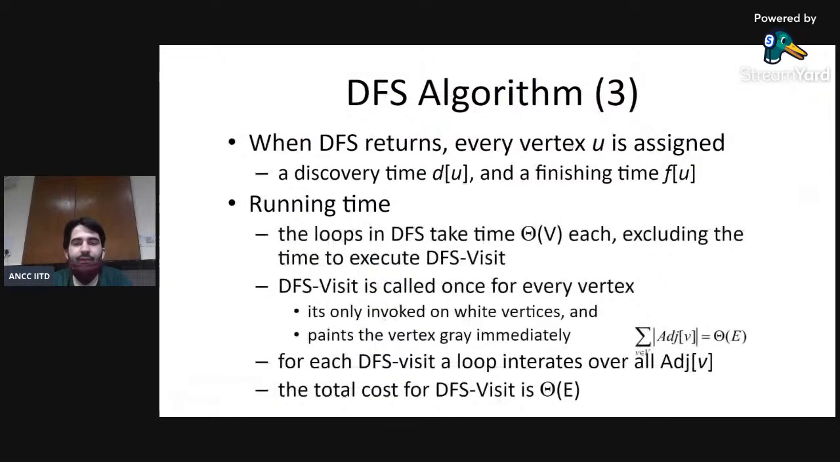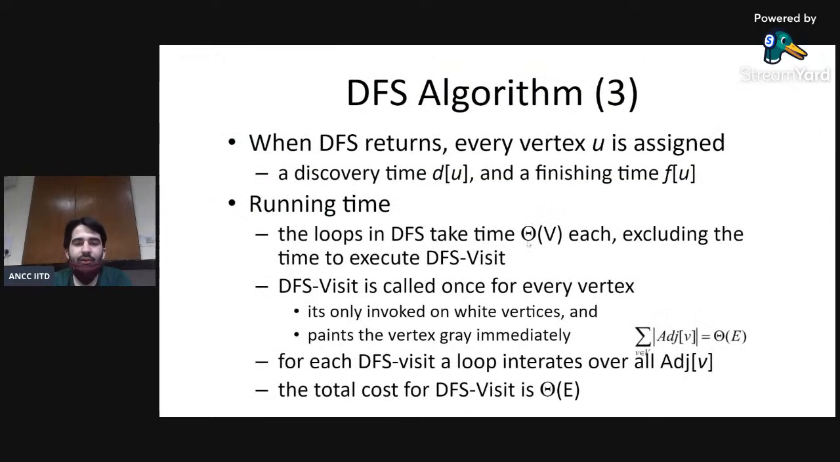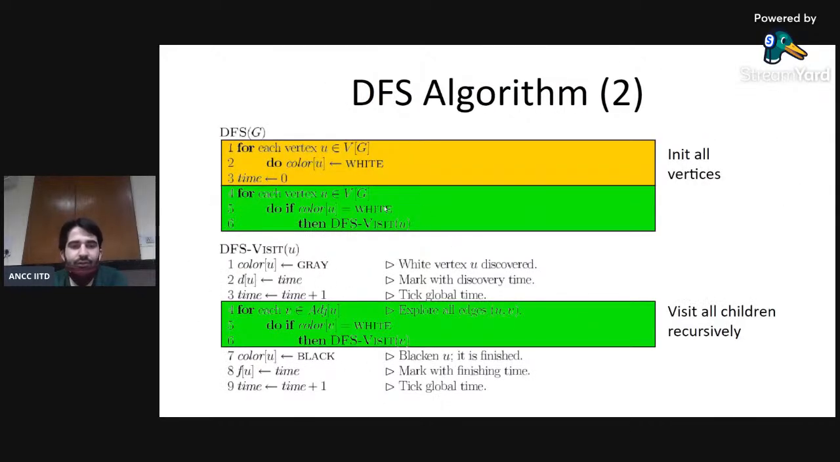So when DFS returns, every vertex is assigned a discovery time, the time we entered into it, and a finishing time, the time we exited, when we finished exploring it. So now the running time. We notice that each loop in the DFS takes O of V time because we are setting colors. The if check takes O of 1 time, and a total of O of V time. We will analyze DFS visit separately.